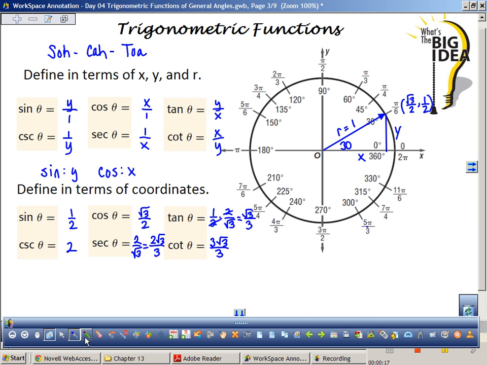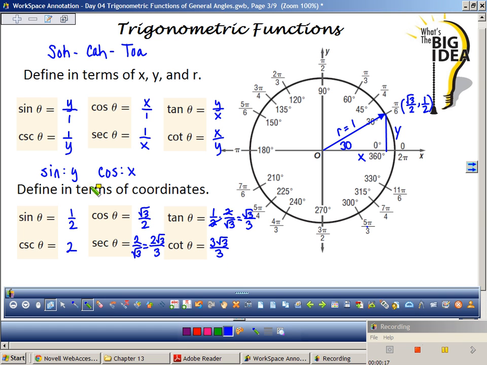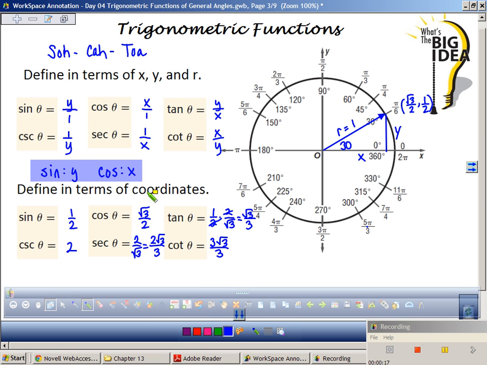Okay. Don't need to write it down? Not needed. The only thing you need is right here. This is all you need to know. I'm just showing you how, why. If I were to say, hey, sine is y and cosine is x, you'd believe me, but I'm showing you why. Can you see why? Okay. So that's all we're going to use today. Sine is y, cos is x.